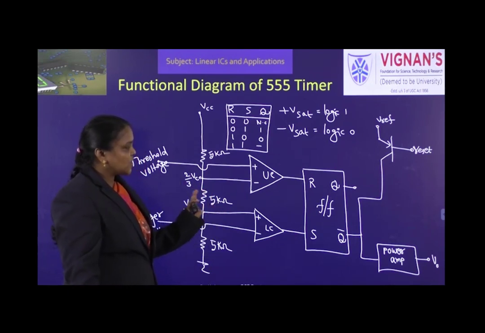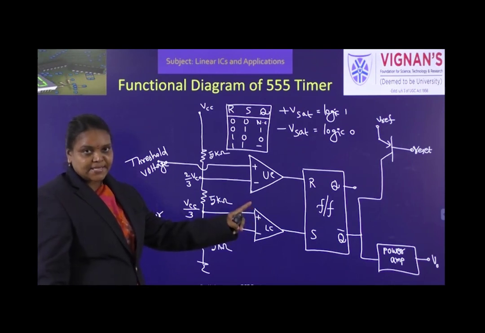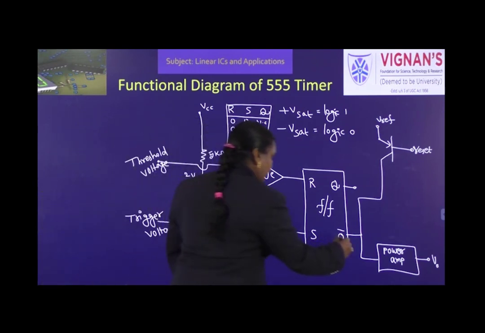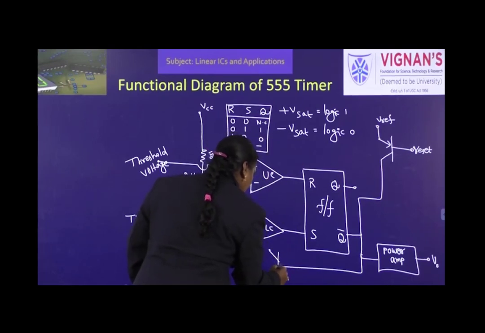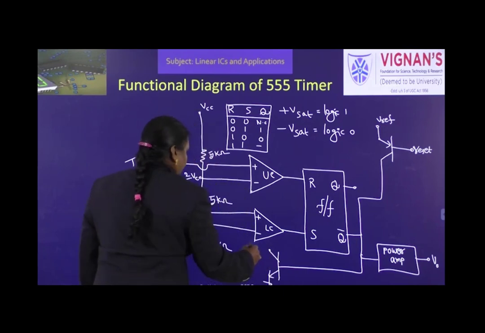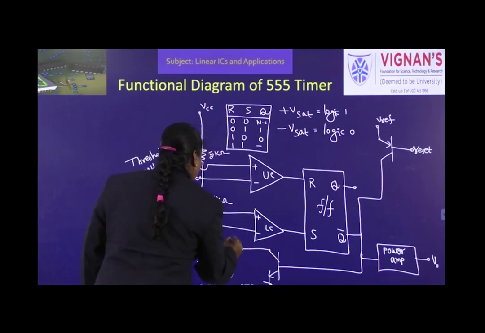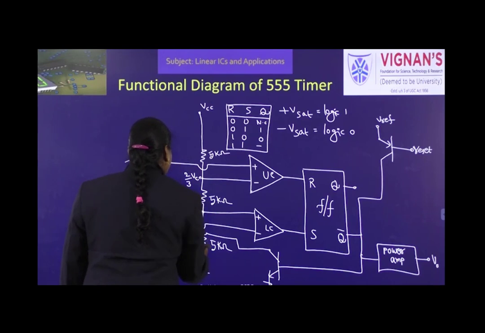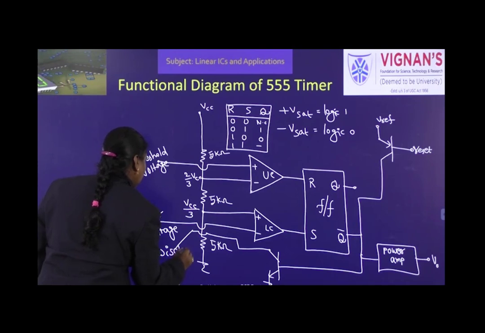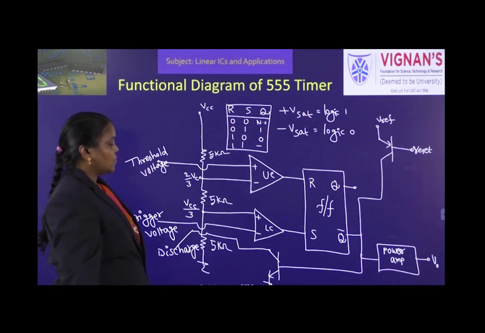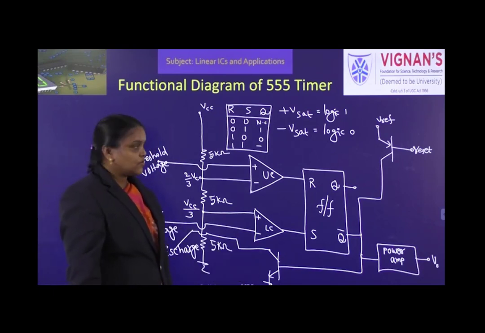So this is the functional diagram. Here, the power amplifier acts as an inverter, and one more thing is here. This is the discharge pin. Okay, for discharging purpose, we use this transistor.